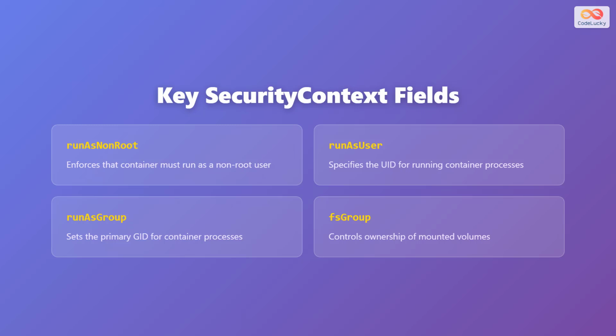There are 4 key fields in the security context that you should understand. First is runAsNonRoot, which enforces that the container must run as a non-root user. If the container image tries to run as root, Kubernetes will prevent it from starting. Second is runAsUser, which specifies the user ID for running container processes. Third is runAsGroup, which sets the primary group ID for container processes. Finally, there's fsGroup, which controls the ownership of mounted volumes. This is particularly important when your containers need to read or write to persistent storage.